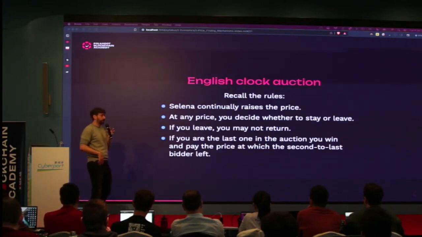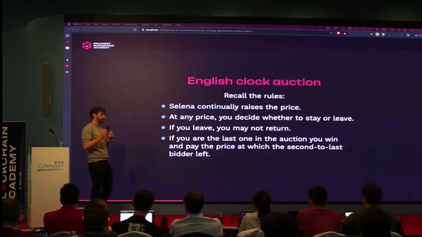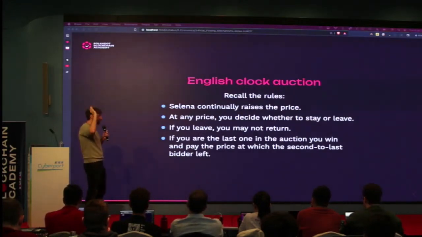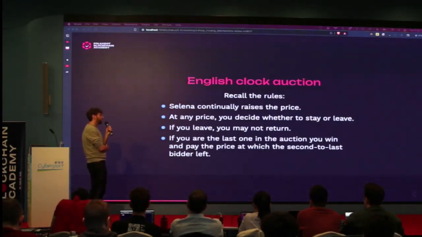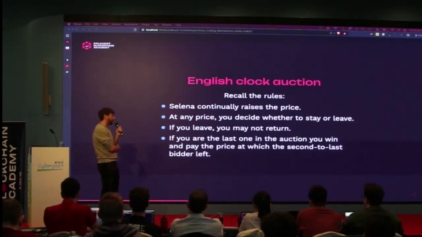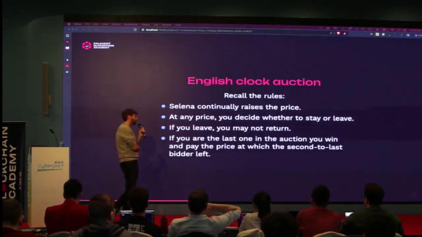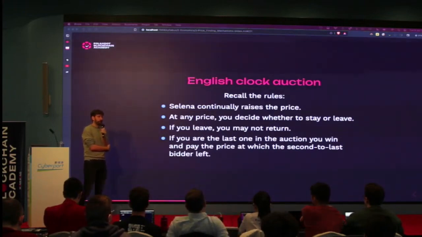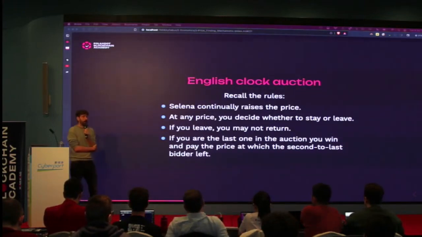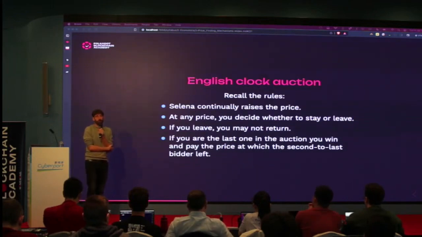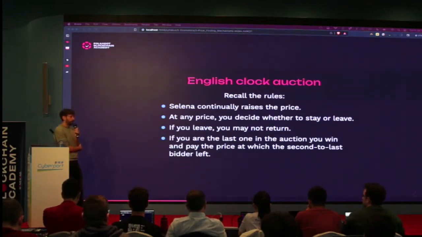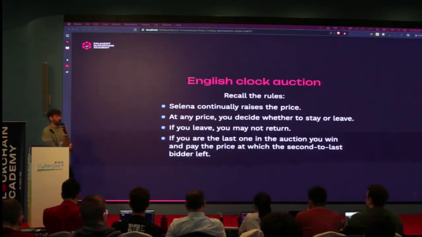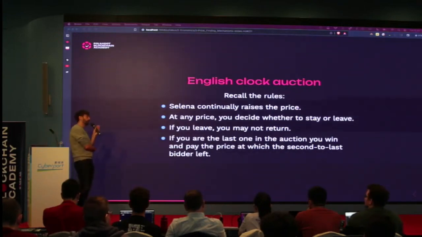That's just to make it easier so that there's not too much switching around. But basically, if you're out, you're out. But if you're in, you keep your hand up. And if you're the last one in the auction, you win, and you pay the price at which the second to last bidder left. Right? So we can see that this is actually a dynamic form of the second price auction that we saw before. Because if you win, you don't pay the price where you're still in, but you pay the price from before.